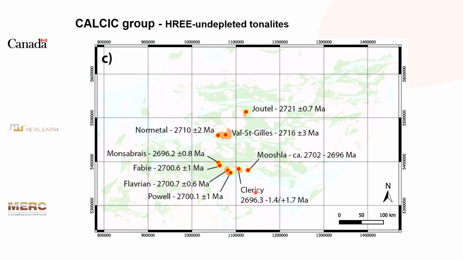Of course, you all know the name of these intrusions. They are, for most of them, related to VMS systems, which again is not surprising. You've got low pressure partial melting, subvolcanic complexes, so intrusions emplaced and differentiated at low pressure, so they are perfect to become the heat source of VMS mineralizing systems.